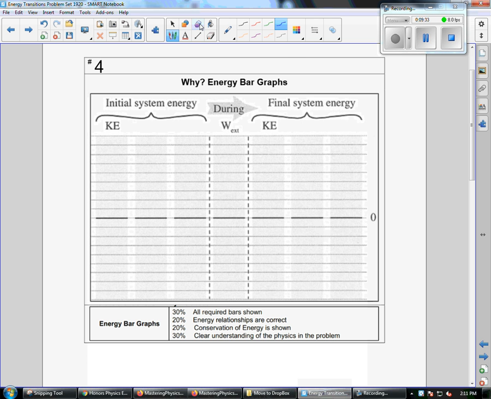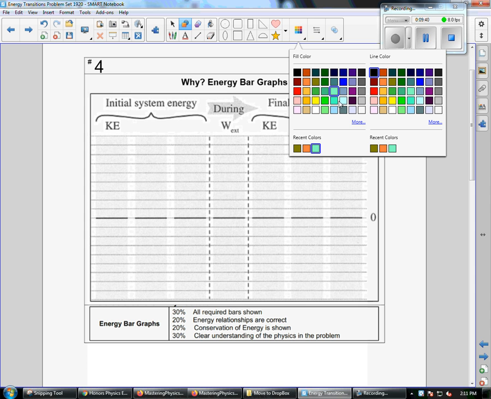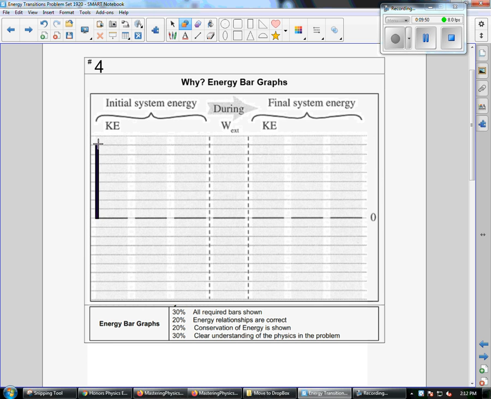So I'm going to do my graph. And what color do I like this time? Let's go with purple. So the bike and the rider together start off, they have a lot of kinetic energy. And then afterwards, they're stopped. So no kinetic energy afterwards. I'm going to assume they're on a level road, so I don't have to worry about gravitation.